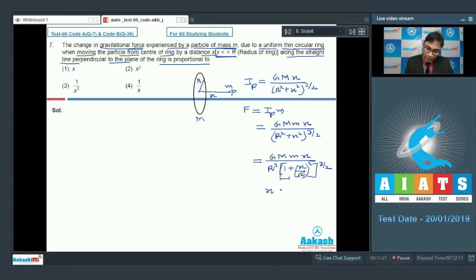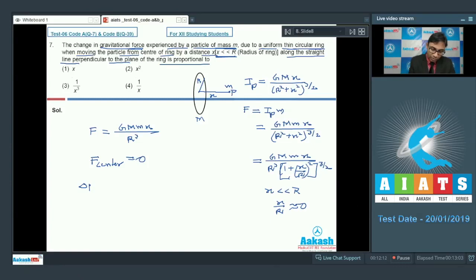Since x is very less than R, x by R can be taken to be approximately 0. So we can say that our force at a distance x will be equal to G M m x upon R cube. So this is our force. We know that at the center the gravitational field is 0, so the force will be 0.